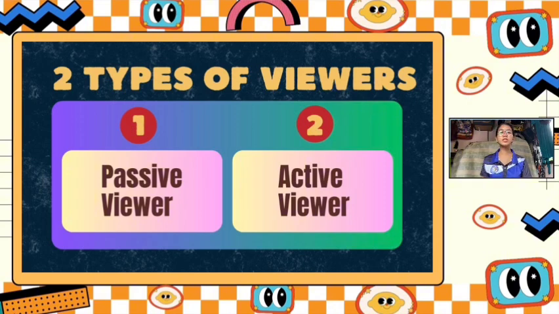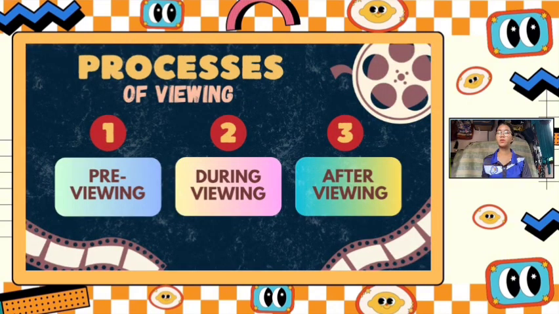Alright, now let's proceed to the processes of viewing. We have three processes of viewing, which are pre-viewing, during viewing, as well as after viewing. Now let's start first with the pre-viewing. From the prefix itself, pre, it means before viewing. In this process, the students are anticipating a message, predicting, speculating, asking questions, and setting a purpose for viewing.